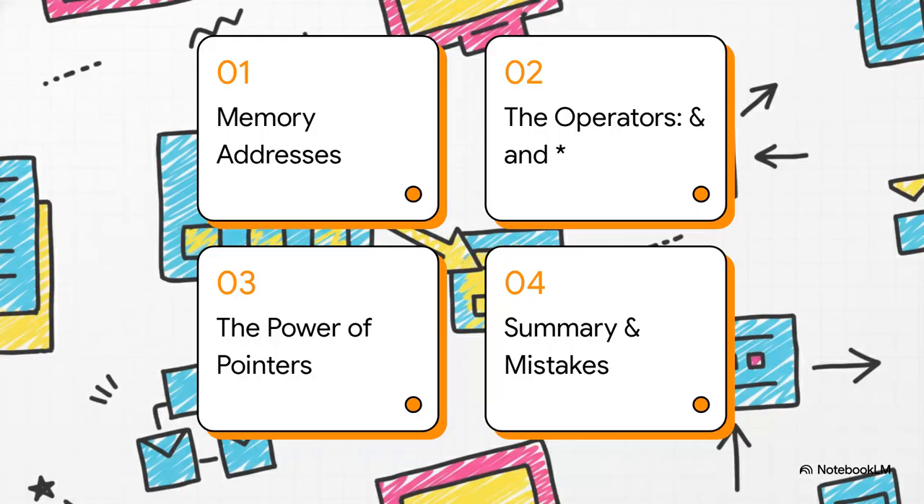So here's our roadmap. We're going to start with a really simple analogy to get the basic idea down. Then we'll get into the two key tools you need to make it all work. After that, we'll see why this is so powerful in the real world. And finally, we'll wrap up with the key takeaways and what to watch out for.